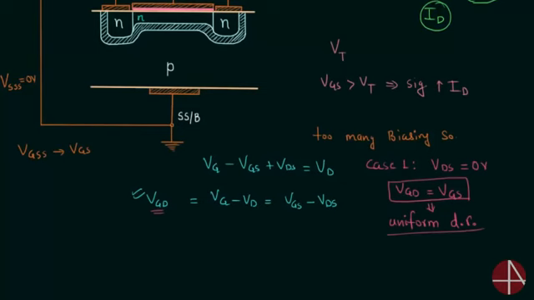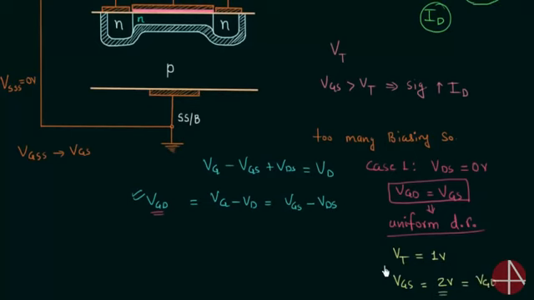Now let's say the threshold voltage VT is equal to 1 volt and voltage VGS is equal to 2 volt. So VGD is also equal to 2 volt, and as VGS is larger than the threshold voltage, the channel width will be sufficient for the drain current, and the width of the channel will correspond to the excess voltage.